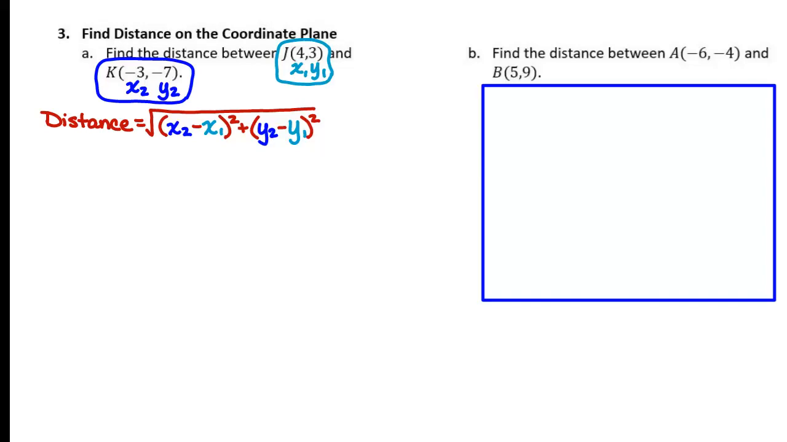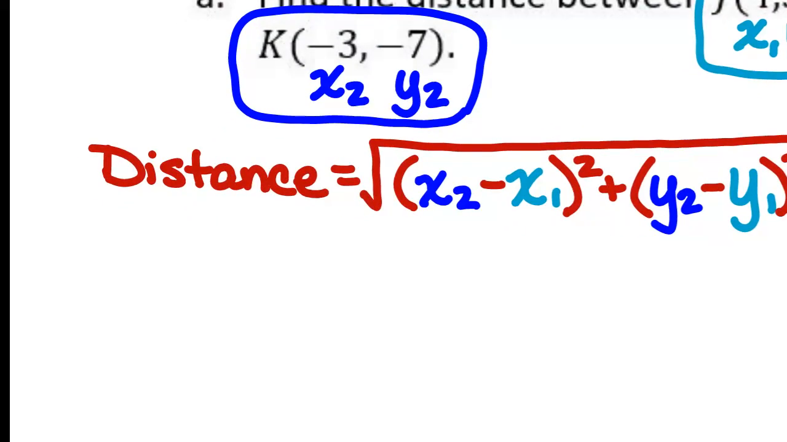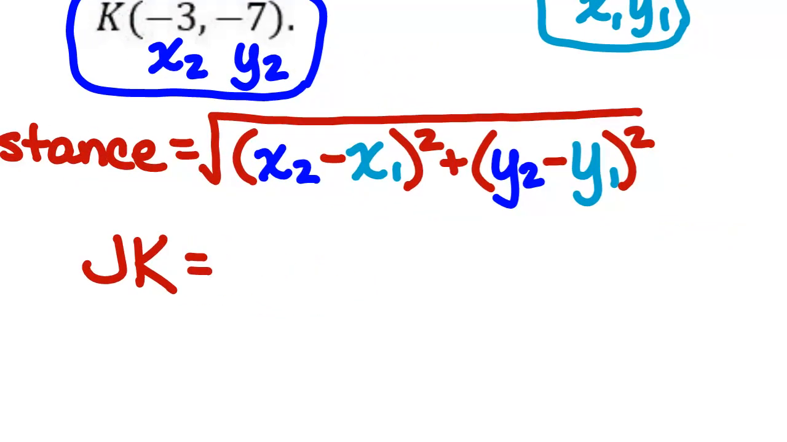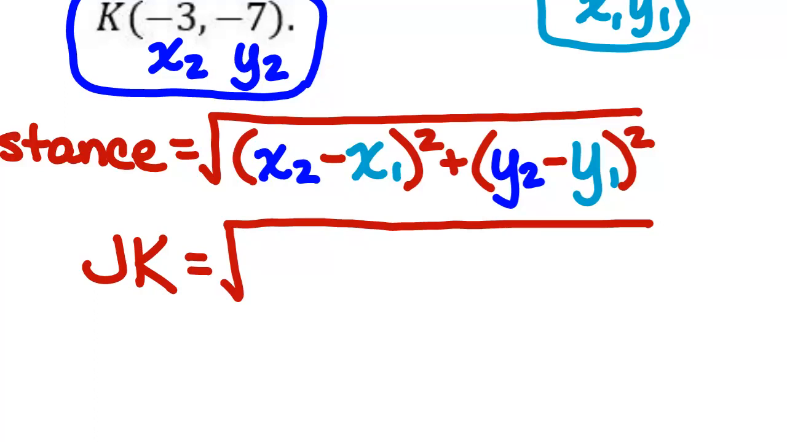All right, now let's practice substituting in. So segment JK. We're going to find this length or this distance. Open up some parentheses underneath my square root sign. What is x2? What's the first number I'm putting in? Negative 3. And then I have a minus. And what goes in for x1? 4. Negative 3 minus 4. Close my parentheses and square it.